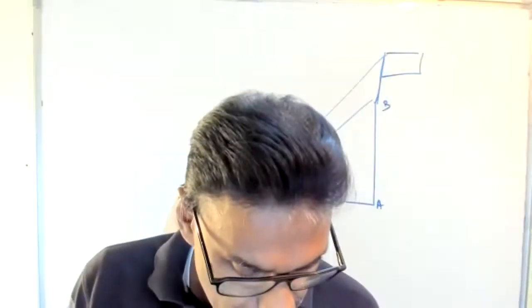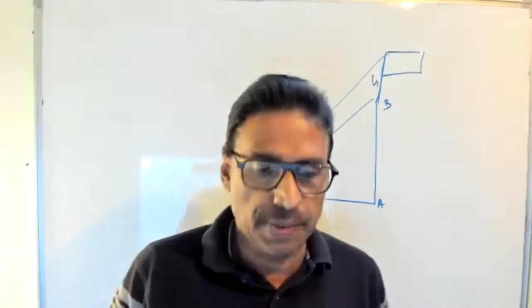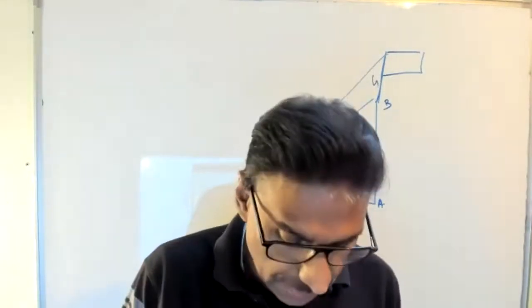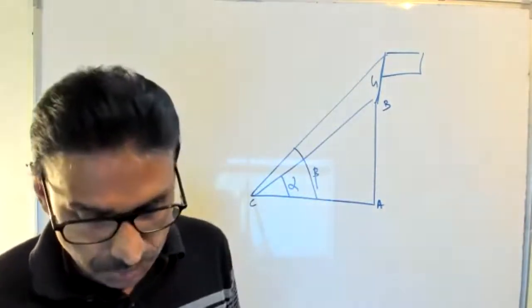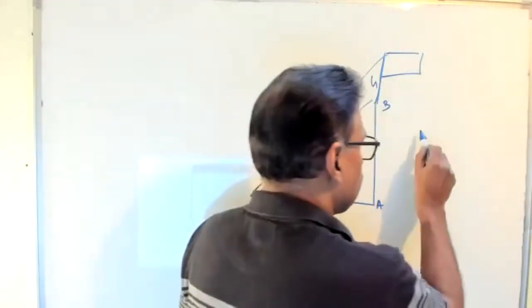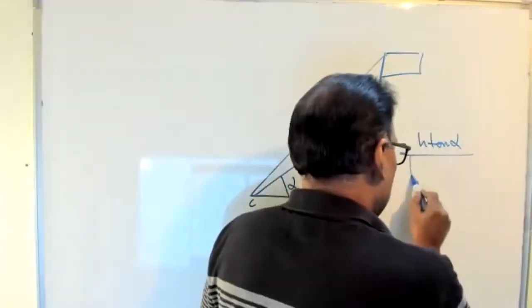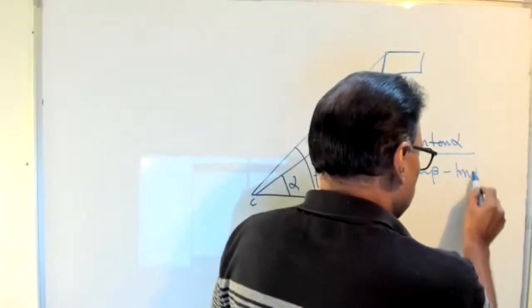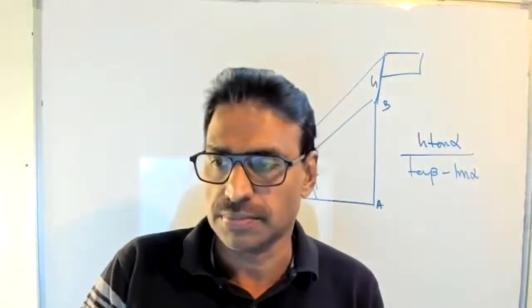Once again, I'll read. A vertical tower stands on a horizontal plane and is surmounted by a vertical flagstaff of height h, small h. At a point on the plane, the angle of elevation of the bottom and top of the flagstaff are alpha and beta. Prove that height of the tower is h tan alpha divided by tan beta minus tan alpha.